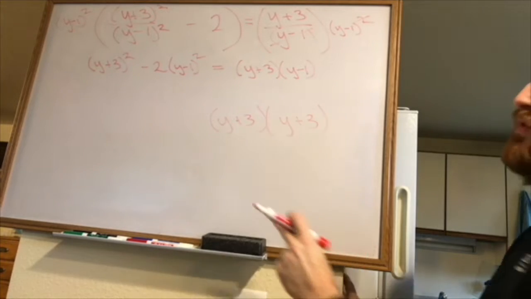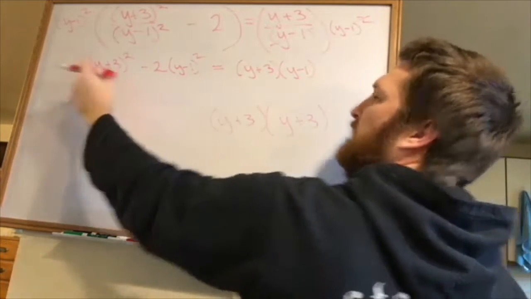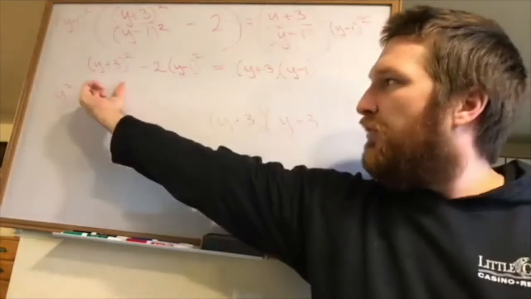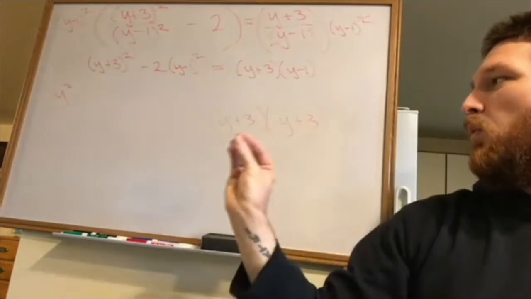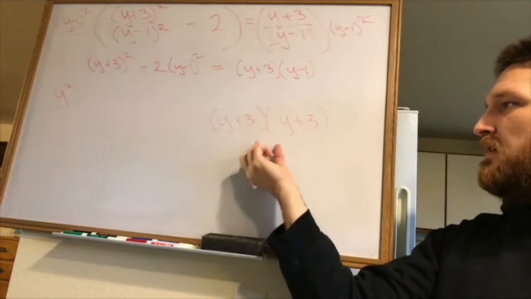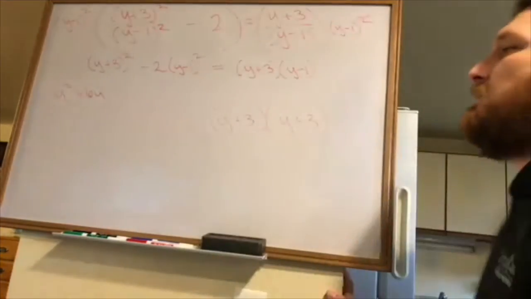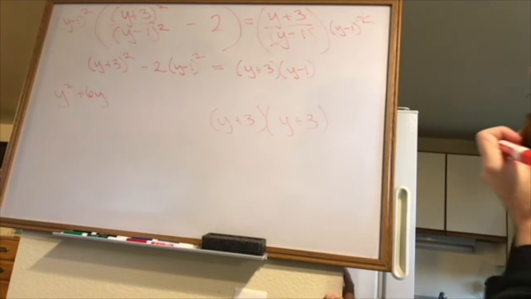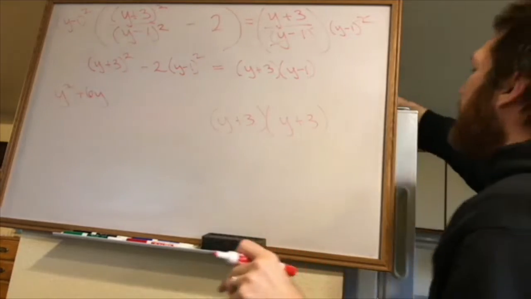What is my first of these multiplications? Y squared. Now my outer is 3y, my inner is 3y. Put those together, and how many y's do you have? 6y, so plus 6y. And then my last multiplication gives me what? Plus 9.